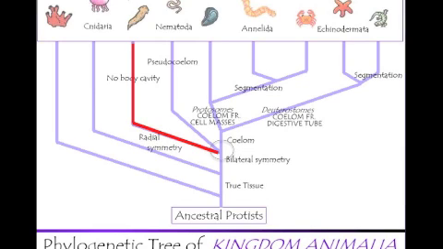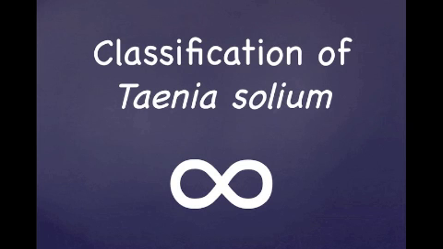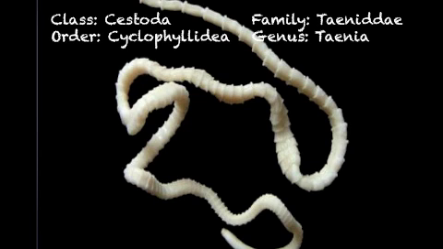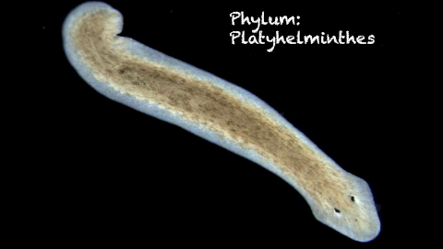If one takes a look at the phylogenetic tree of the kingdom Animalia and then moves towards the section of bilateral symmetry, thereafter follows a red line towards no body cavity, you come across the Platyhelminthes. Classification of Taenia solium. Taenia solium is part of the kingdom Animalia, the class Cestoda, the order Cyclophyllidea, the family Taeniidae, and the genus Taenia. It is part of the phylum Platyhelminthes.